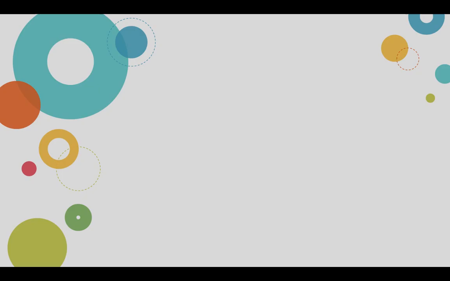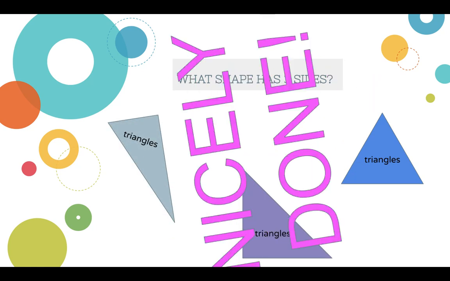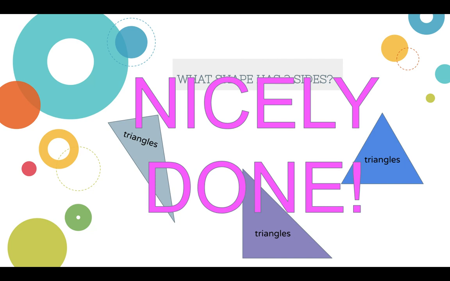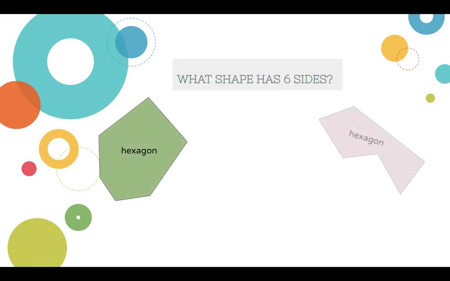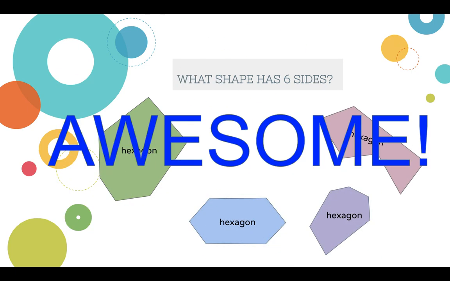Okay. Which shape has 3 sides? Triangles. And again, they can look very, very different as long as they have 3 sides and 3 angles, 3 vertices. It's a triangle. What shape has 6 sides? A hexagon. And again, they can look very, very different, but as long as there are 6 sides, 6 angles, and 6 corners or 6 vertices, it's a hexagon.